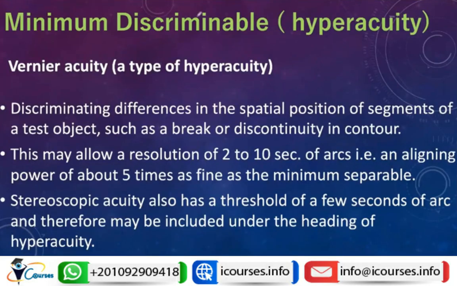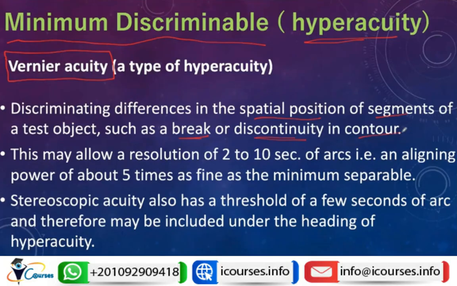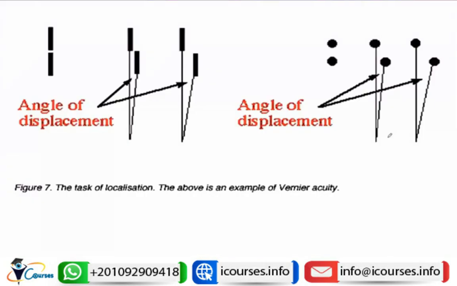Finally, the highest function is called the minimum discriminable, or what's called hyperacuity, sometimes referred to as Vernier acuity. They love to ask about this concept in the exam. Vernier acuity, or hyperacuity, means that it is a higher function of the visual system in which it is able to detect the spatial position of segments in space, such as a break in a line or a discontinuity in a contour.